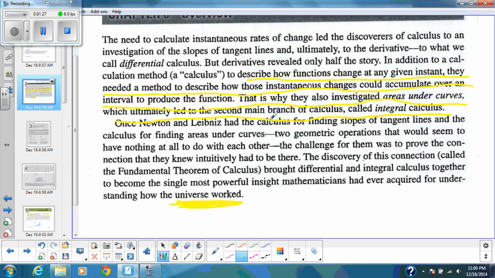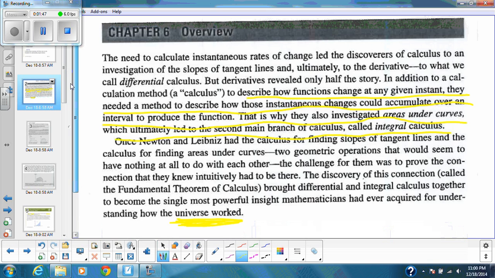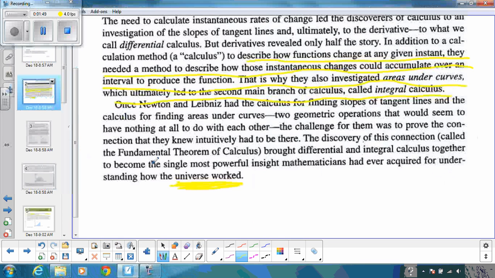And what we're doing there is we're actually going to be relating the slopes of tangent lines to areas under a curve, which seem like two things that are pretty far apart, but in a little bit here you should see they're not that far apart at all. And what I've got here is an excerpt from your book, the chapter 6 overview, and I just wanted to read this statement because it's a real powerful one.